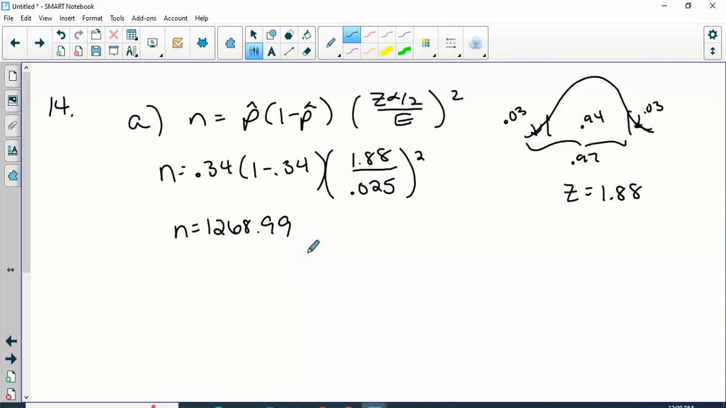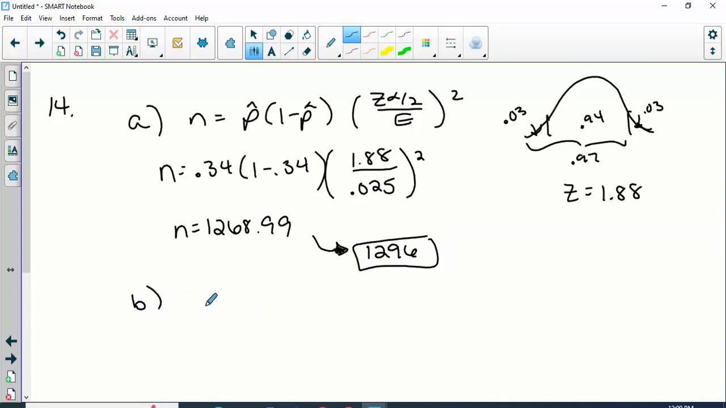Okay, can we have a partial person? Regardless of what that decimal is, you always round up. So even if it were 1,268.001, that means 1,268 people would not be enough, so you have to go up. So we need a sample size of 1,269 here.